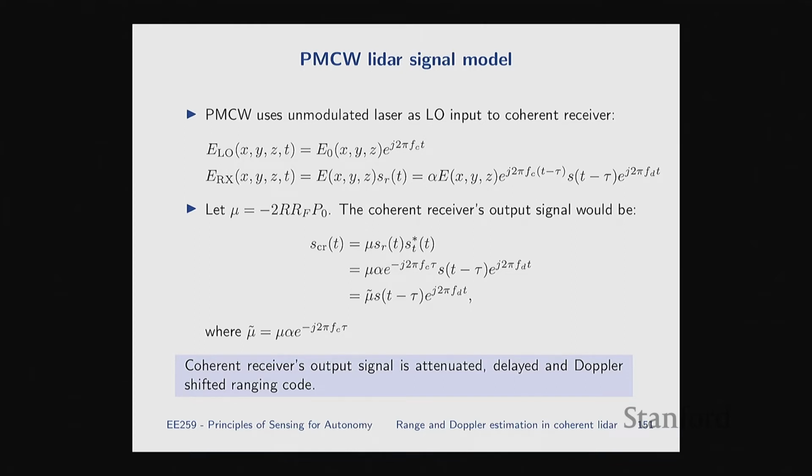The signal model on the receive side is exactly the same as FMCW LiDAR because it's the same physics. So the signal you get out of your coherent receiver is some constant times the delayed transmitted waveform times the Doppler shift. So you get attenuation, you get a delay, and you get Doppler shift. Then you need to digitize this and do DSP on it to recover range and Doppler.